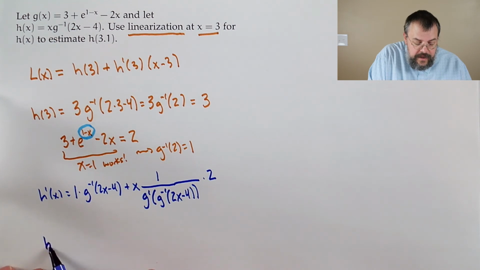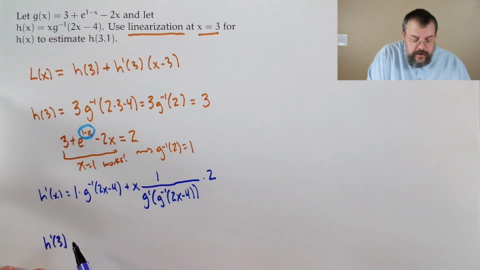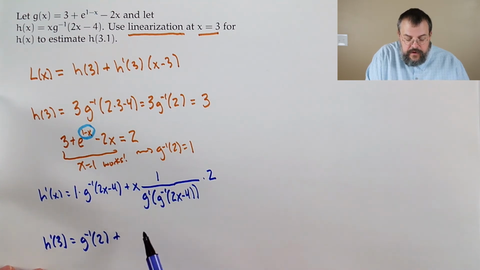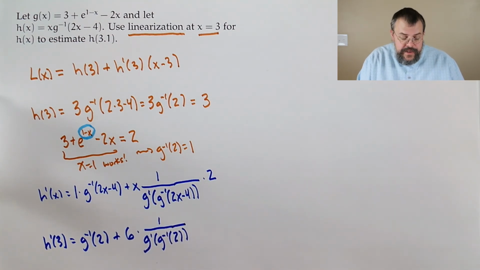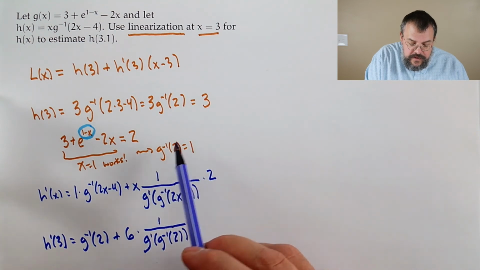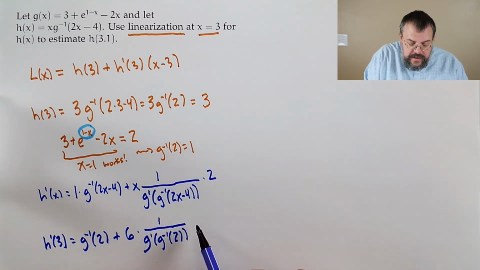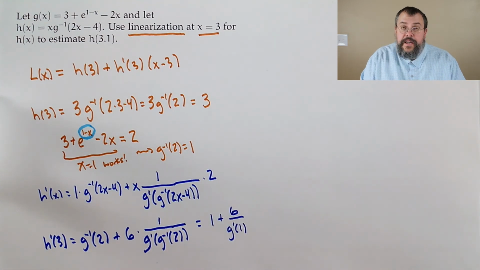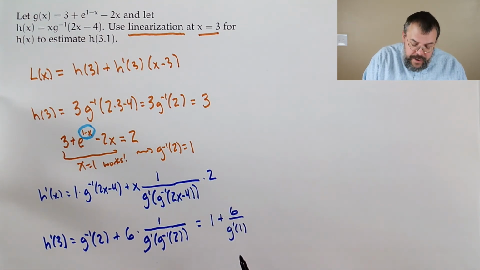So there we go. Now, next step is plug in 3. So here we go. h prime at 3. Well, that's g inverse of 2, because that'll be 6 minus 4 is 2, plus, here we have 3 times 2, which is 6, times 1 over g prime of g inverse of 2. But we know what g inverse of 2 is because we computed that. See, g inverse of 2 is 1. So we say, aha, this is really 1 plus 6 over g prime of 1. So what do I need? Well, the next thing I need is, what's g prime of 1?